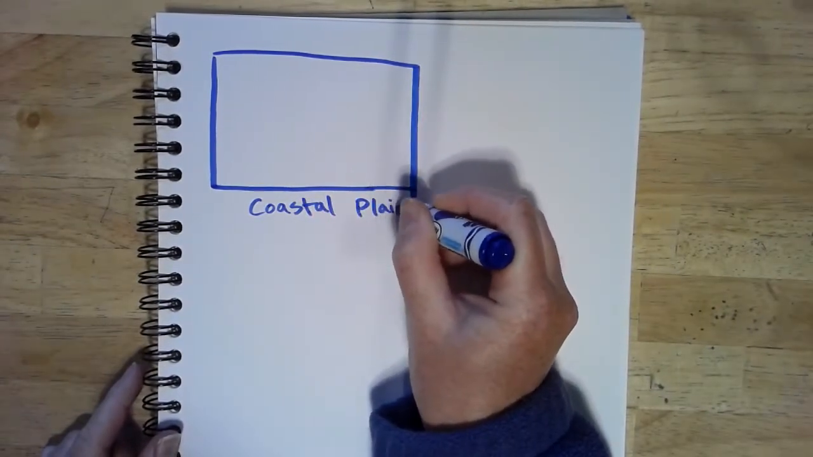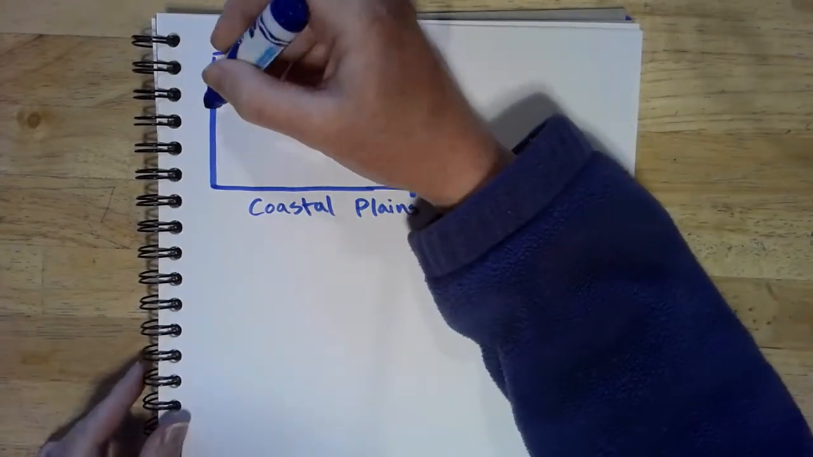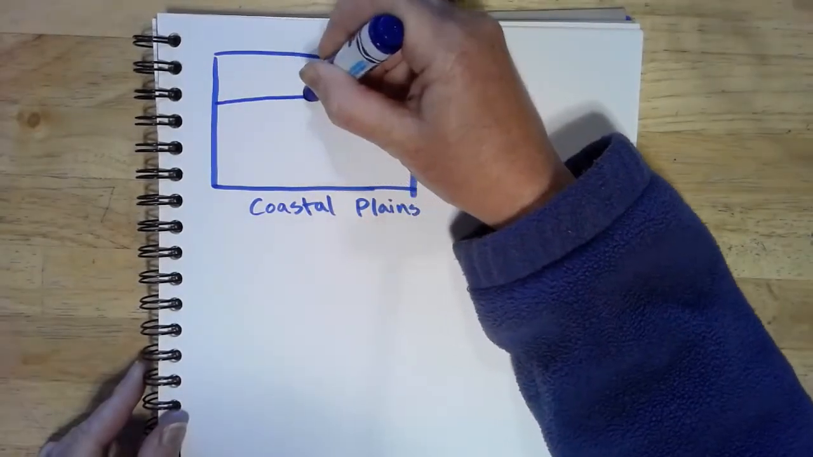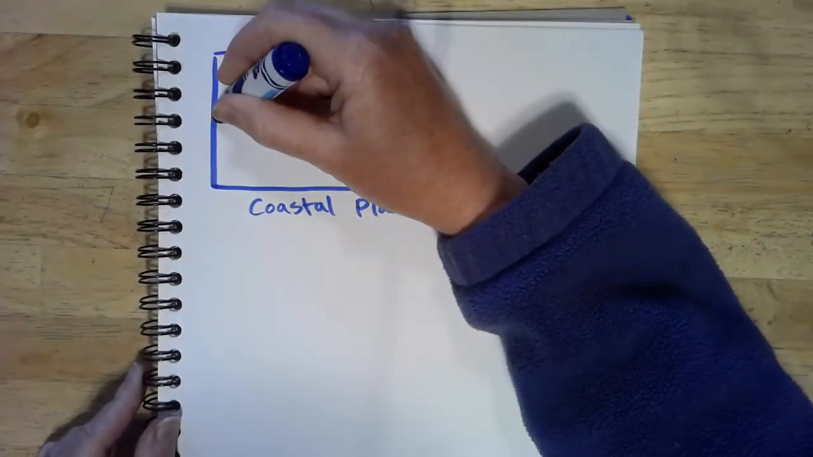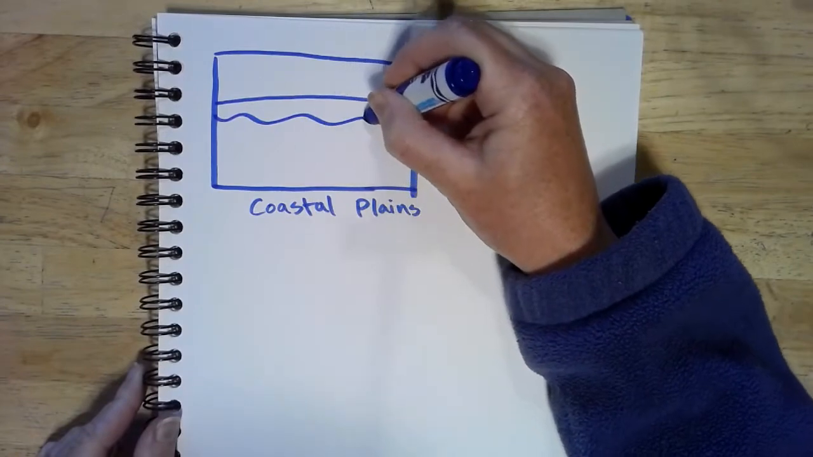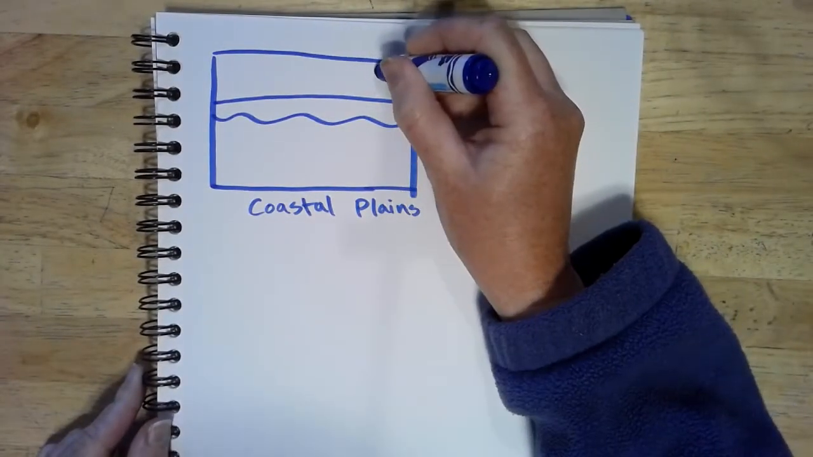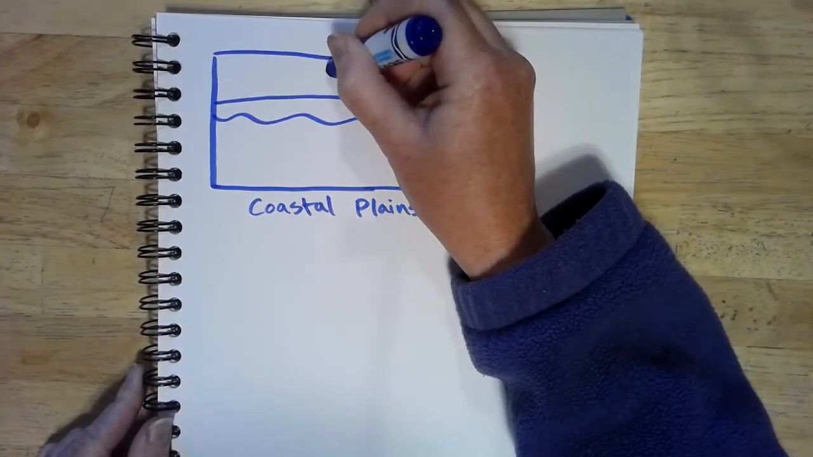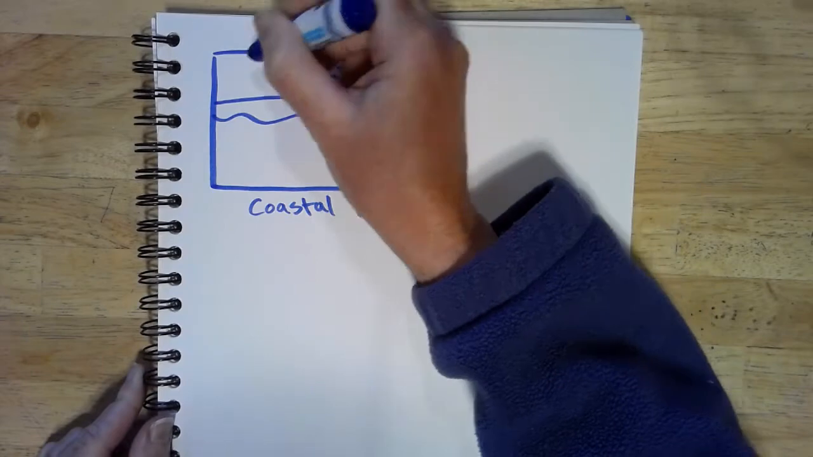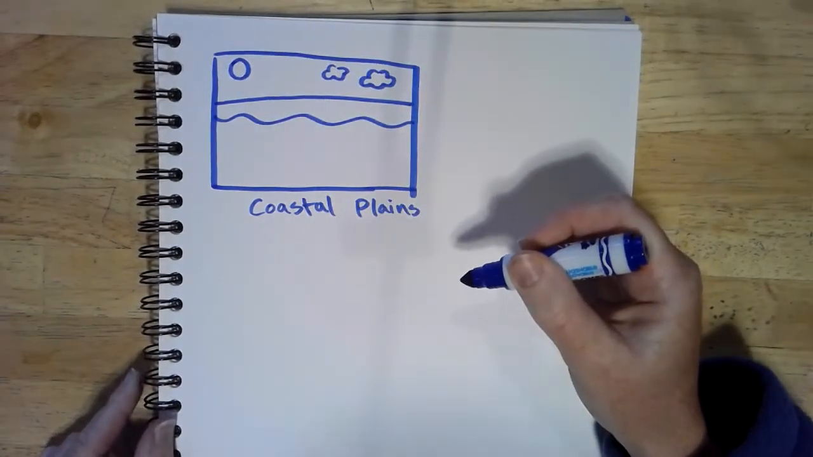plains. Now, that's pretty much the easiest one because it's a beach scene. So we have the water. We have the beaches crashing up onto the shore. We have some clouds, maybe the sun. It's a nice day at the beach. Alright.